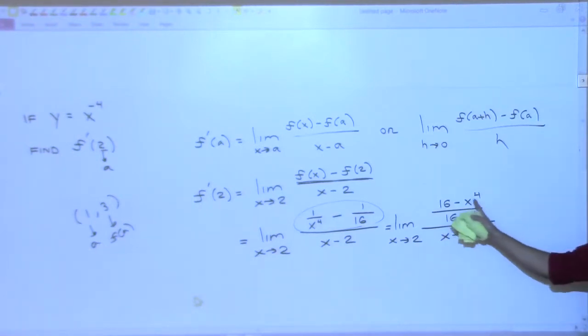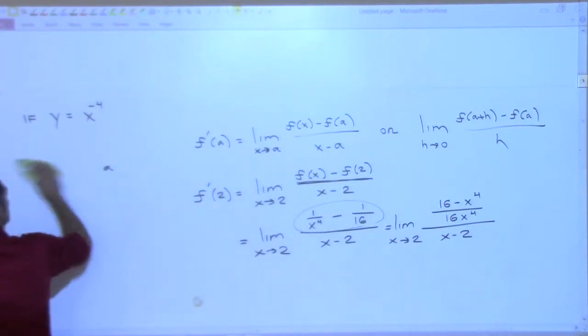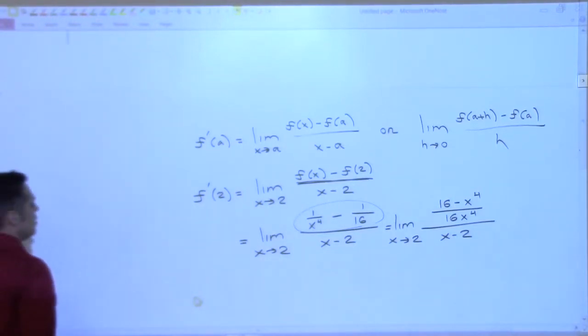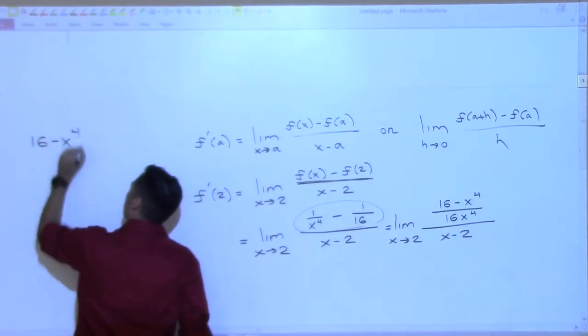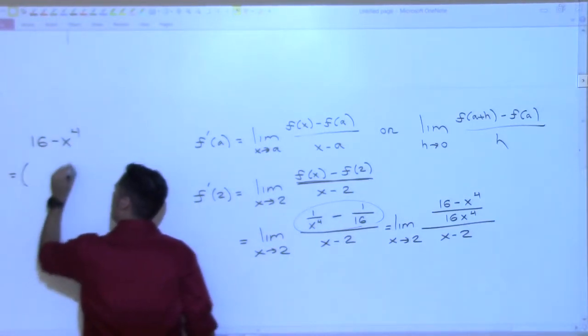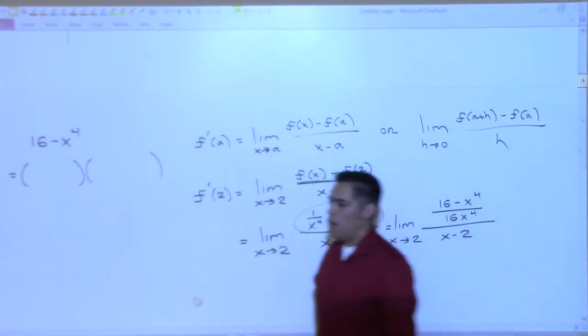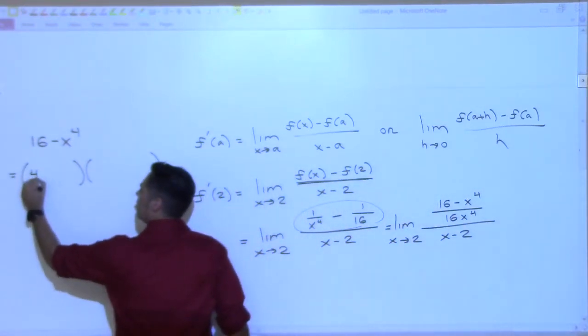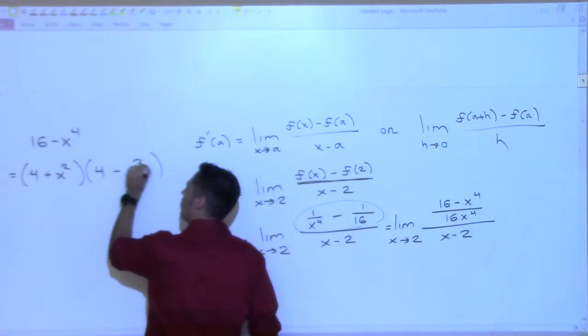Does anybody recognize what 16 minus x to the fourth is? What do we call that? 16 minus x to the fourth. I'm going to write it down over here just so we can look at it for a second. That is a difference of squares, isn't it? That's 4 plus x squared, 4 minus x squared, right?